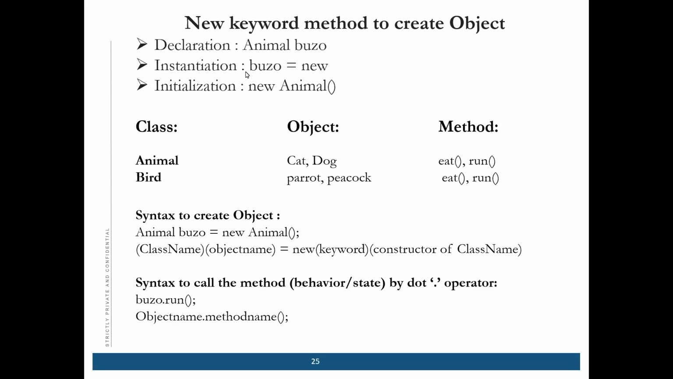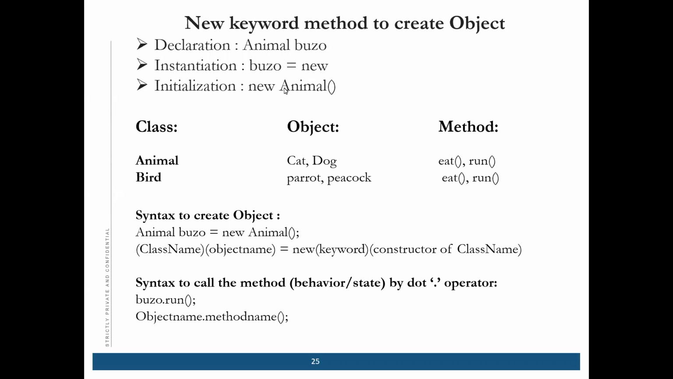In the second line, what we are doing is instantiation. Okay, instantiation means with Buzu we are referring to the new keyword, because this is a new thing for us, right? And this is just a variable we have given, and new is a keyword. Okay, so we have created one object here with the name Buzu, and we are giving it the new keyword, which is called instantiation, and then initialization.